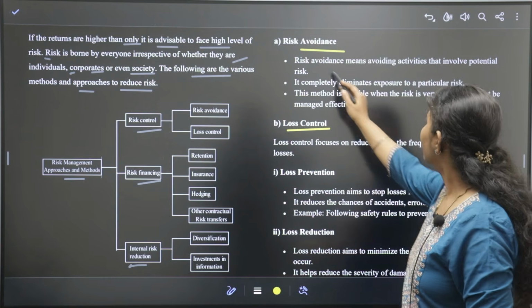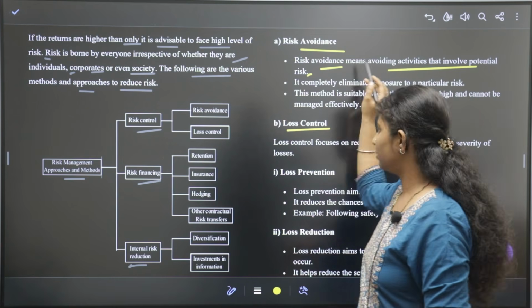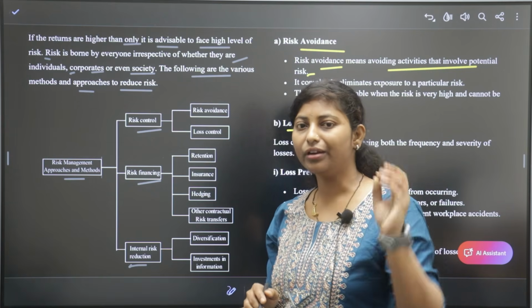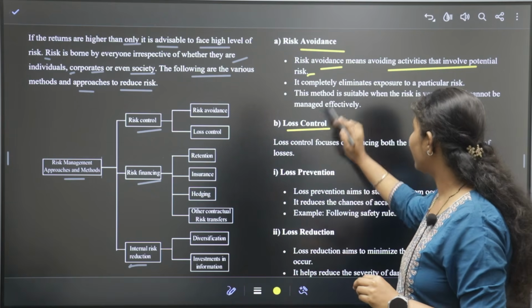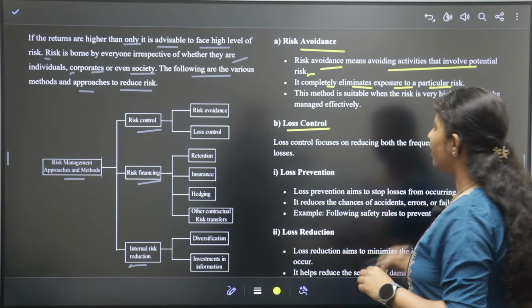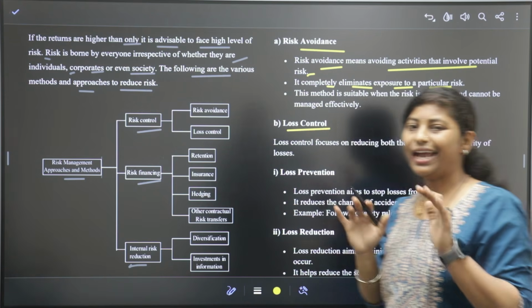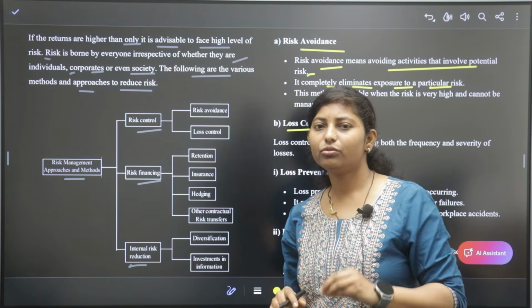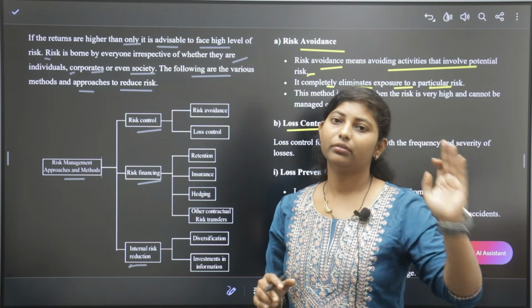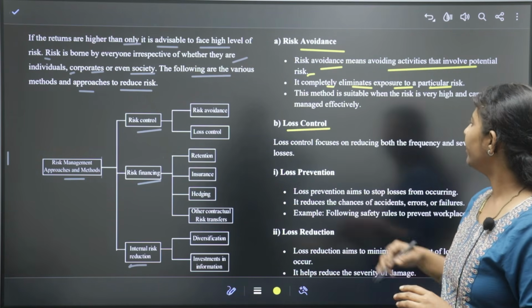Let's see what they say. Risk avoidance means avoiding an activity that involves potential risk. The activity involves a maximum number of risks, so just avoid that activity. It completely eliminates exposure to a particular risk. Eliminate is nothing but reducing such things, where you already know losses or risk are going to occur. Just reduce those things.